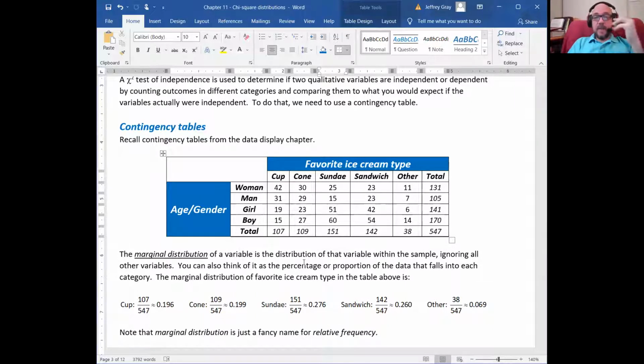I'm actually going to start by writing the hypotheses, because I want you to see what the null hypothesis is, so that we can use that to build our expected counts. That's where the expectations come from, because we start by assuming that the null hypothesis is true.